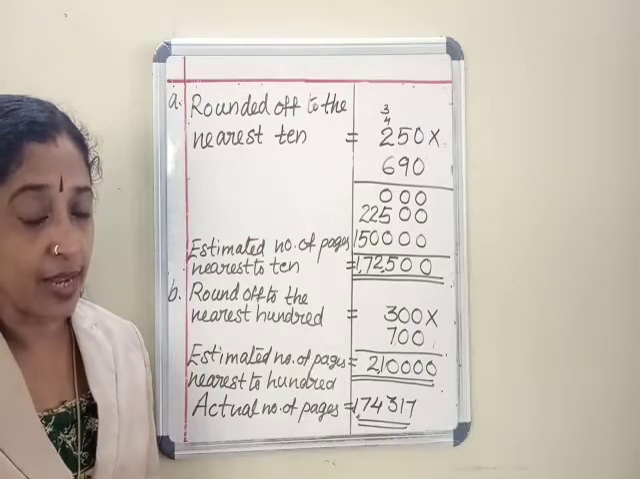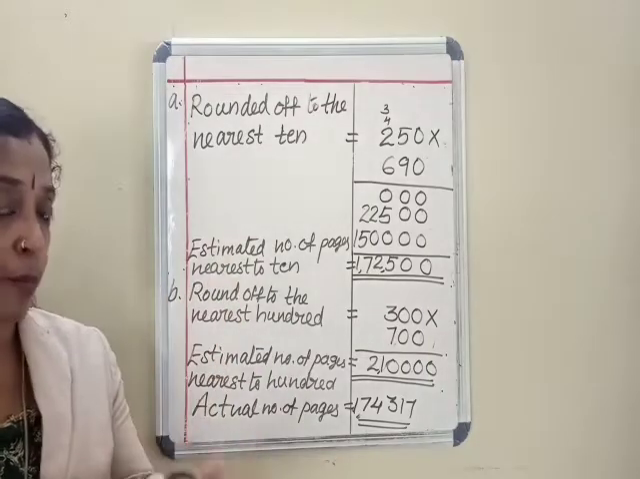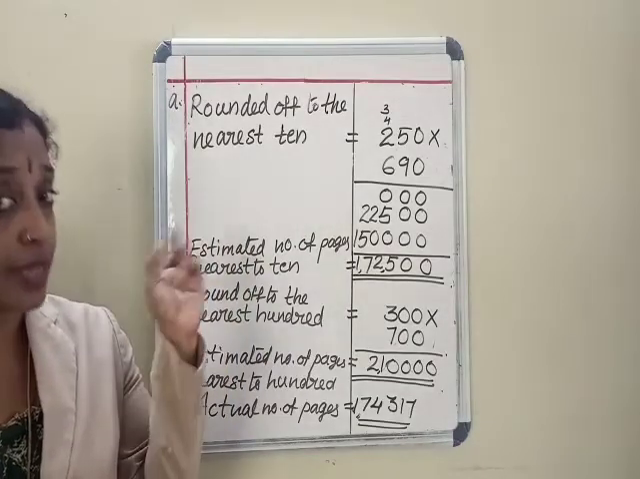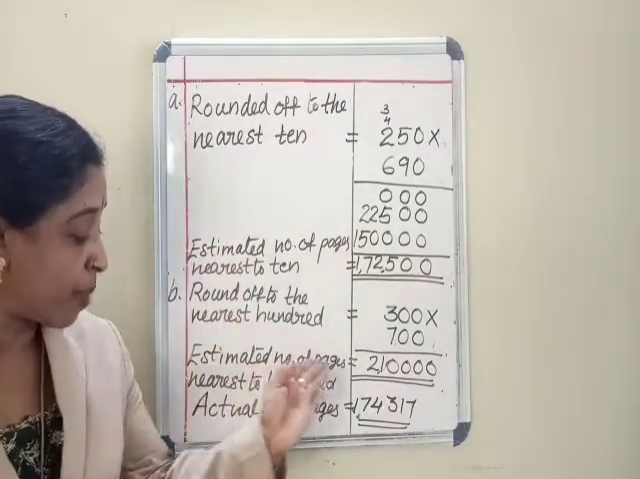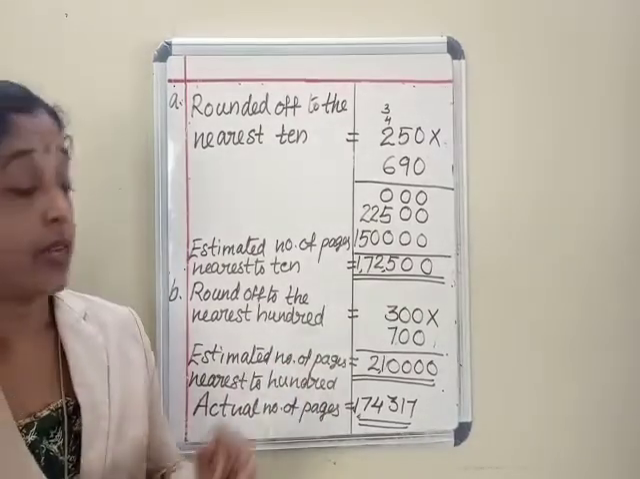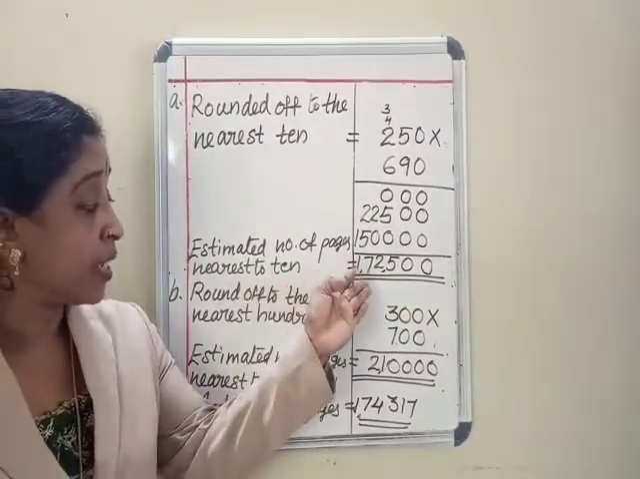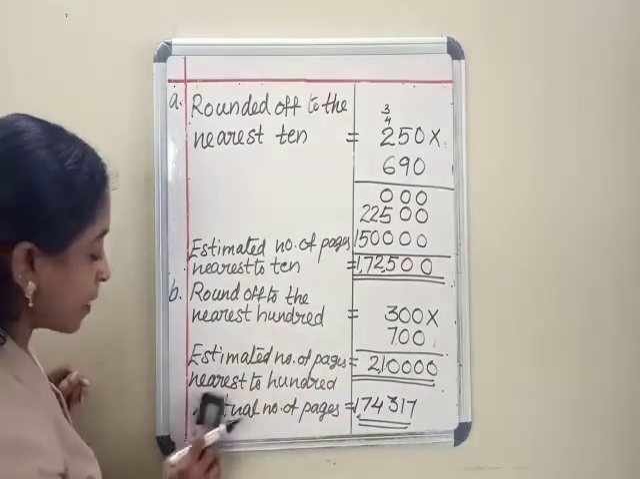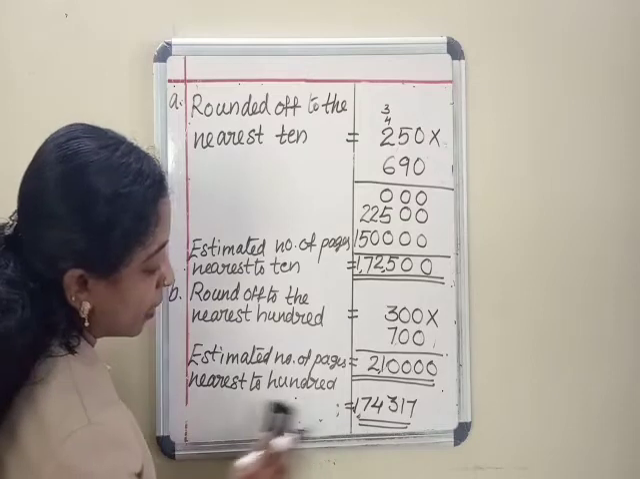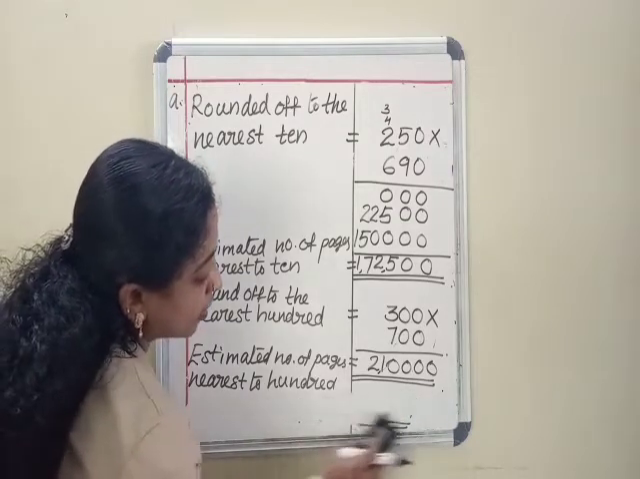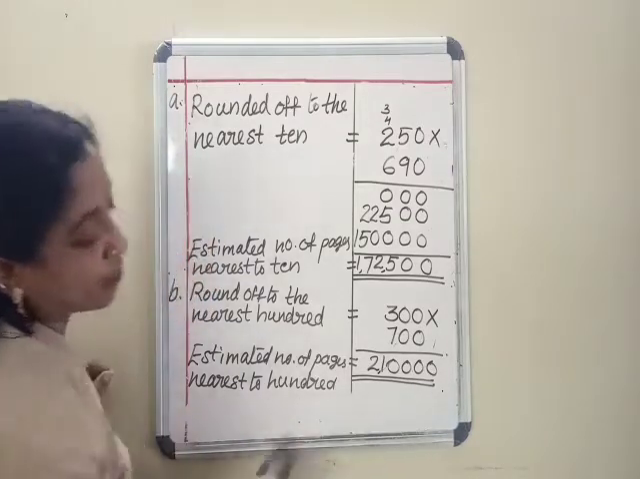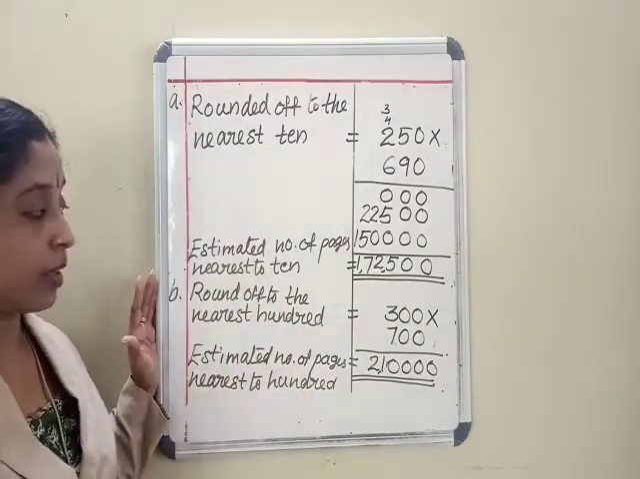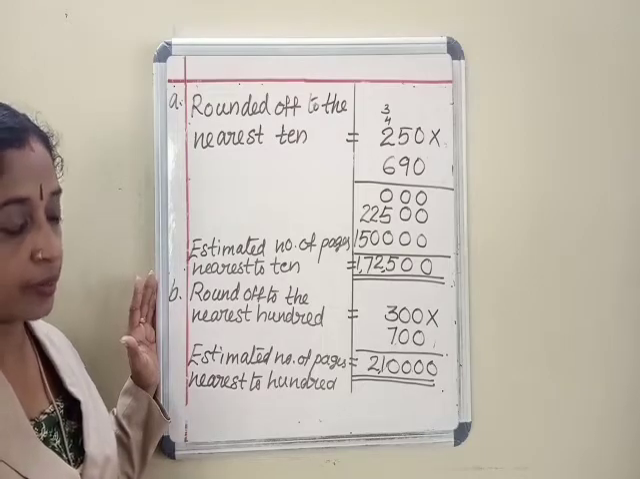Do you understand, children? First we found the actual number of pages. Then we found the estimated number of pages nearest to 10. Then the estimated number of pages nearest to 100. Then the estimated number of pages nearest to 10 is close to the actual number of pages. No need of writing this. For comparing, I wrote this, because you wrote this first. Do you understand? Okay, children.